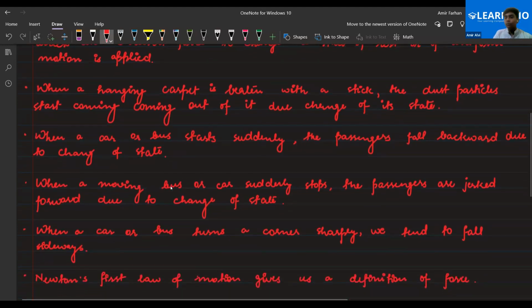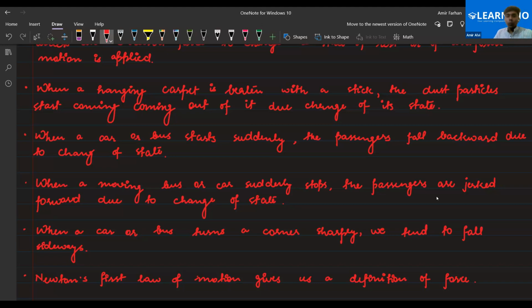Next thing is when a moving bus or car suddenly stops. Suppose you are sitting in a bus and it suddenly stops, you will go in the forward direction. This is called a forward jerk, a sudden jerk in the forward direction due to the change in state. That's why seat belts are mandatory in every car and vehicle, just to avoid any collision of any body organ with the car dashboard or something like that. Clear?